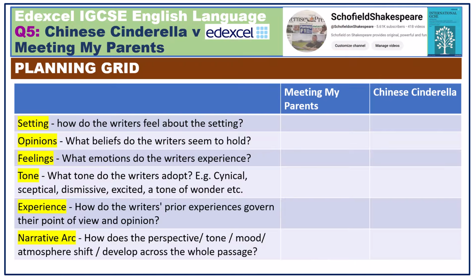Time now for you to have a go at jotting down some ideas within this delicious SOFTEN grid. Sketch it out. No need to use quotations at this point, but what are the key ideas in relation to the two texts' setting, opinions, feelings, tone, experiences, and narrative arc? Press pause now to get cracking.